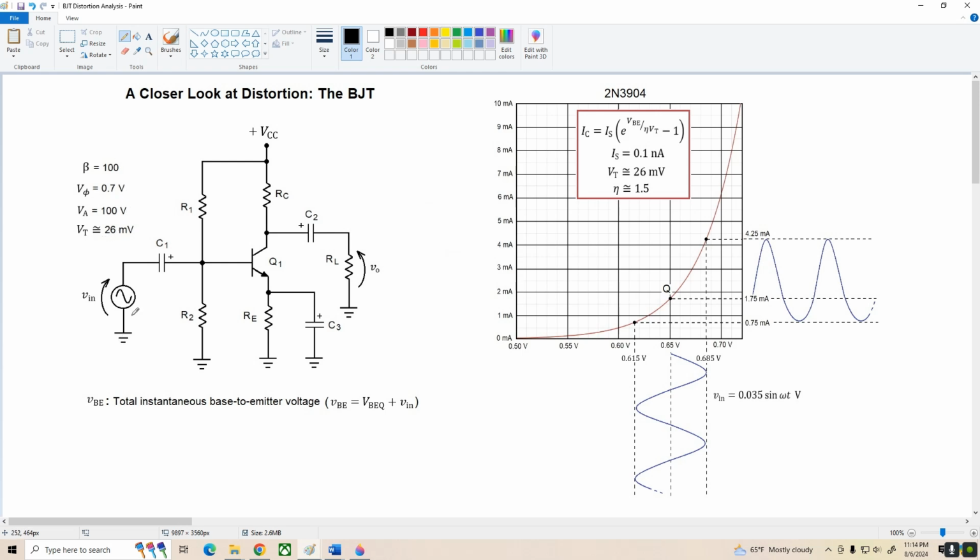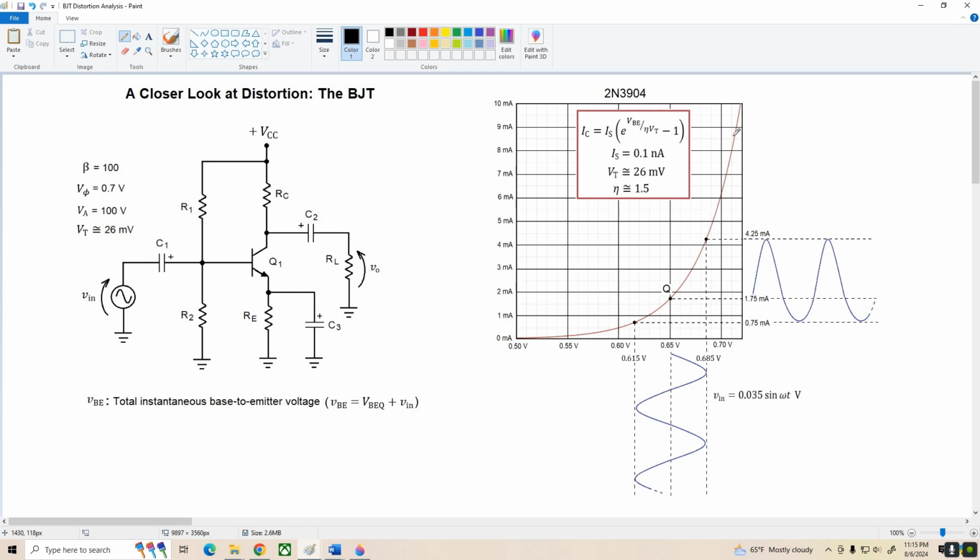A quick word about notation. Lowercase v sub be is the total instantaneous base to emitter voltage. That is, it's VBEQ plus the input voltage Vin. Now, over here on the right, we've got the transconductance curve for a 2N3904, and this particular device has I sub S, a leakage current, of 0.1 nanoamps, V sub T of 26 millivolts, and eta, the emission coefficient, is 1.5. I looked through maybe 10 or so transistors and came up with one that matches this curve almost perfectly, and that's what I'm going to use for the experimental portion of this activity today.